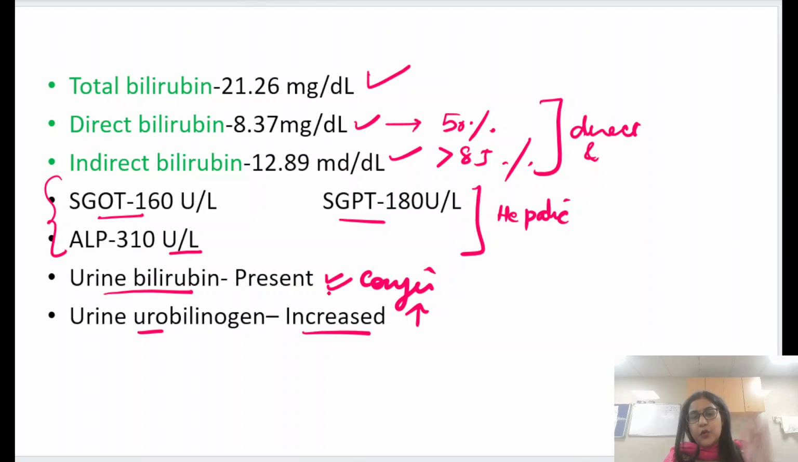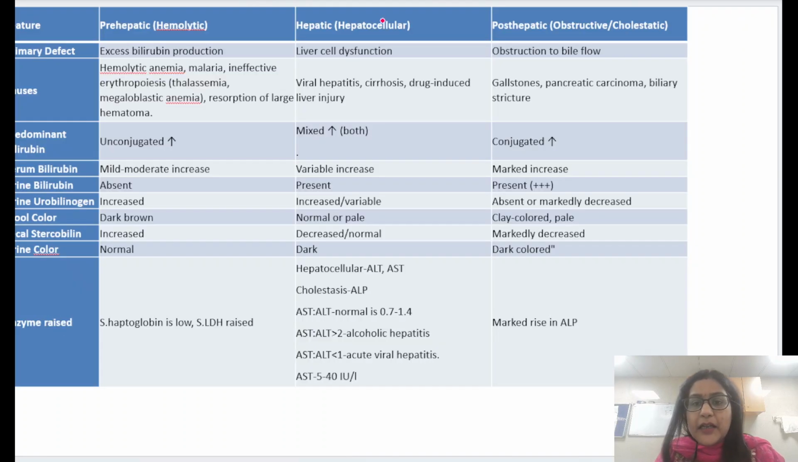That is because more of the conjugation and all of this is happening. So urine urobilinogen is going to be increased. Now, if I look at this hepatic causes table, we all know that there is some hepatitis or cirrhosis or any drug-induced liver injury. Where the liver is injured, you are going to have hepatocellular causes.